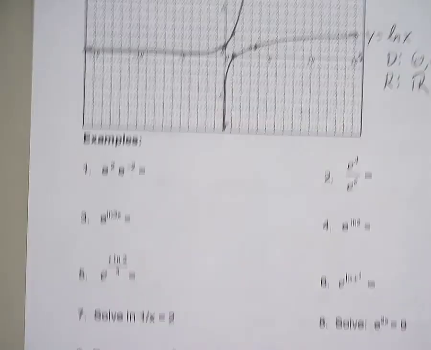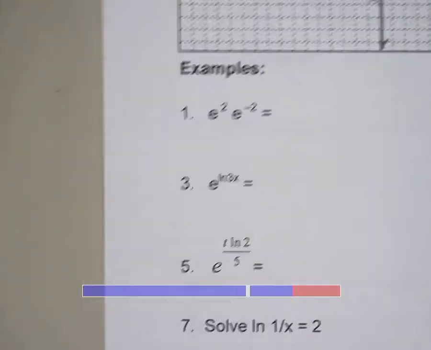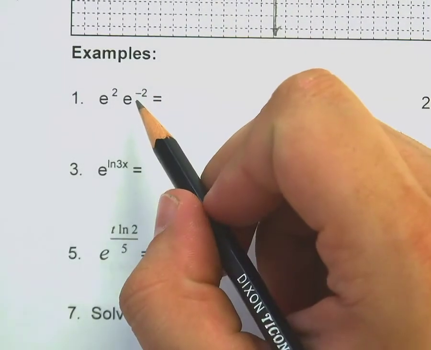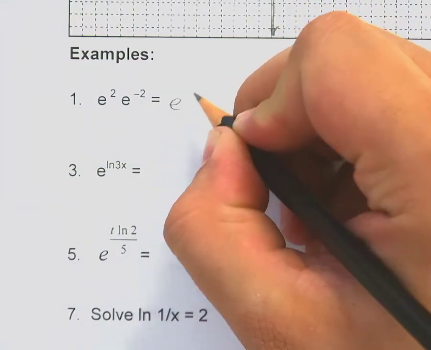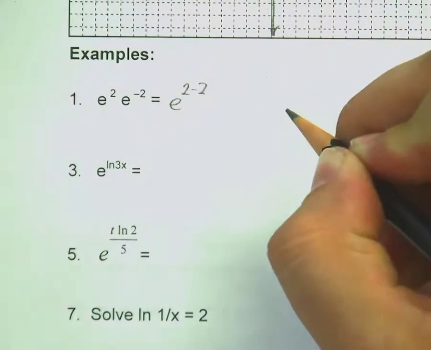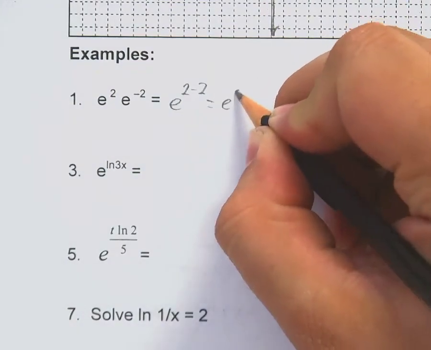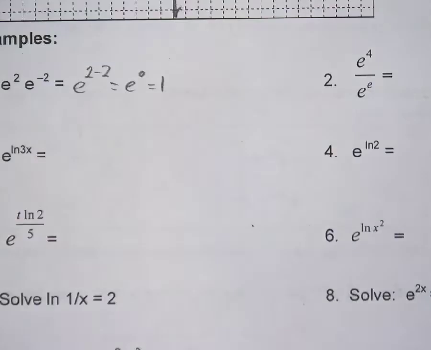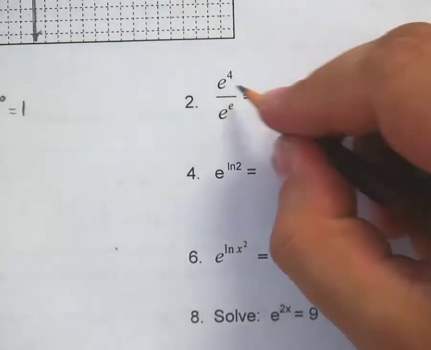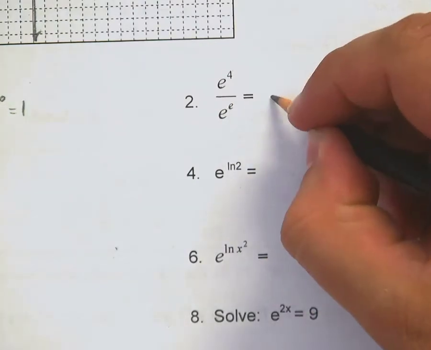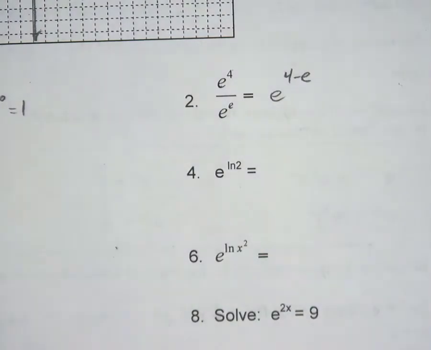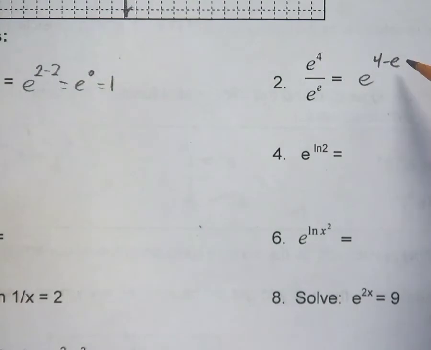The examples, a couple of examples here. Let me zoom in on these a little bit so we can get a closer shot. E to the 2, e to the negative 2. We can join these together as e to the 2 minus 2, which is e to the 0, which is 1. So just a little refresher on laws of exponents. Number 2, e to the 4th over e to the e is e to the 4 minus e. And we actually stop there. We're done with that. Doesn't get any more simple than that, because e is just a number.